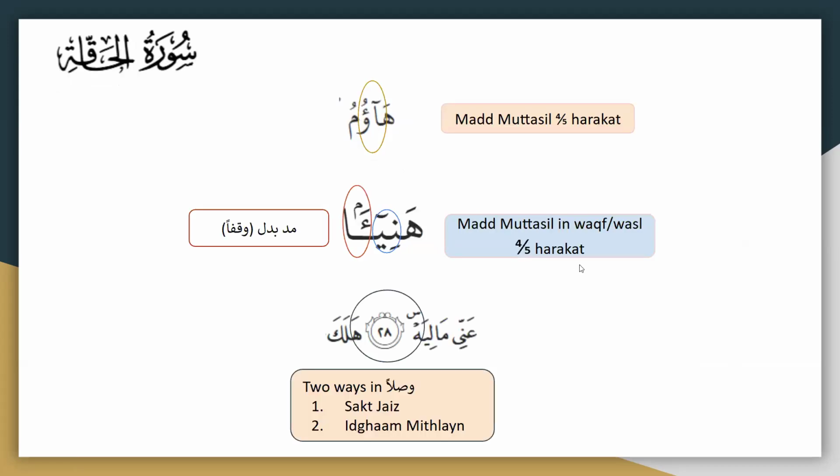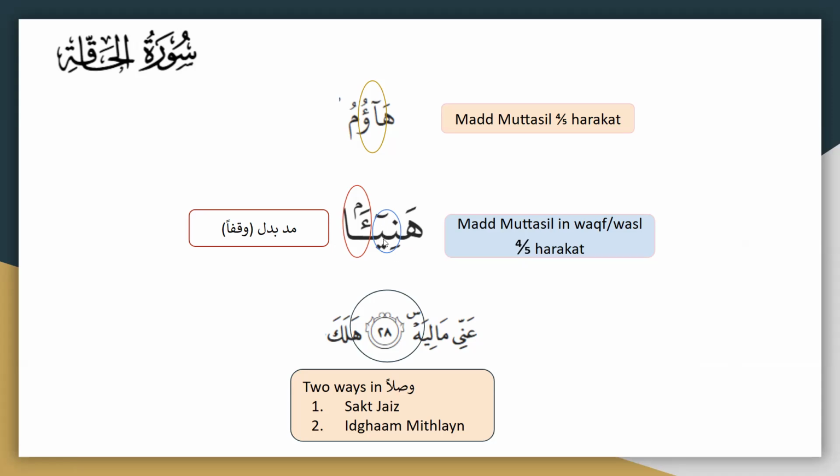In Surah Al-Haqqa, we have the word ha'umu. This is mad muttasil, and we can stretch it for 4 harakat, 4 or 5 harakat long. Here, hani'a or hani'an or hani'am if you're reading a ba after it. So let's see how many mads do we have.